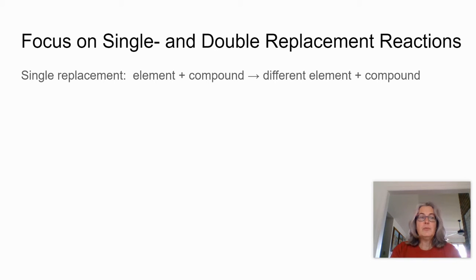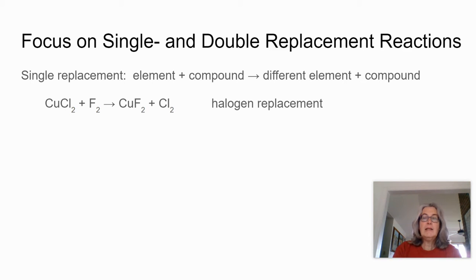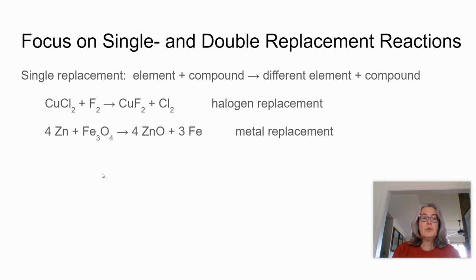Single replacement, if you remember, is always an element plus a compound going to a different element plus compound. It can be a halogen replacement, the halogens being fluorine, chlorine, bromine, iodine in that group on the far right of the periodic table next to the noble gases. Here, fluorine, and they're all diatomic. Fluorine comes in, replaces chlorine. That's a halogen replacement. The other kind is a metal replacement, where one metal is an element but ends up being in a compound. One metal was in the compound, ends up being an element.